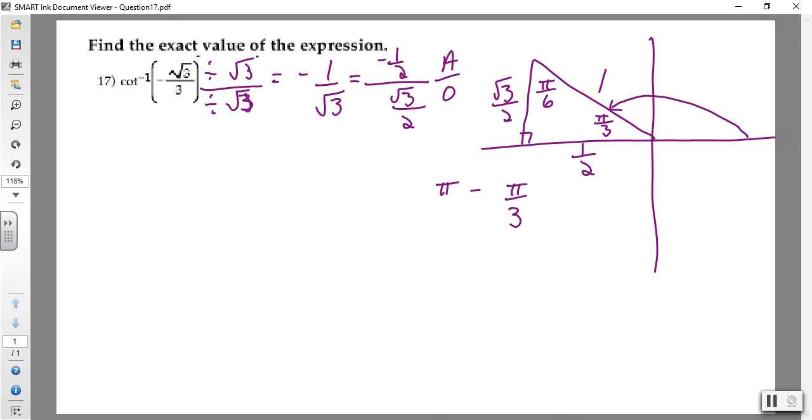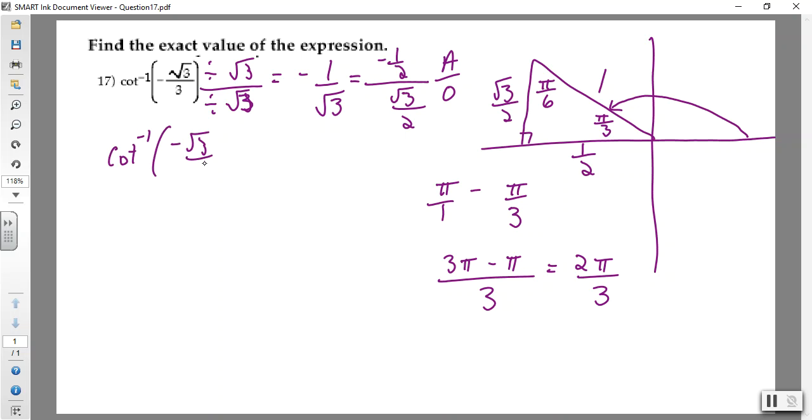And if we do that, we can get a common denominator of 3. So then pi over 1, 1 times 3 is 3, 3 times pi is going to give us 3 pi minus pi. And then 3 pi minus pi is going to give us 2 pi over 3. And we know that for angles in the second quadrant, the numerator is 1 less than the denominator. So arc cotangent of negative square root of 3 over 3 in radians is going to be 2 pi over 3.